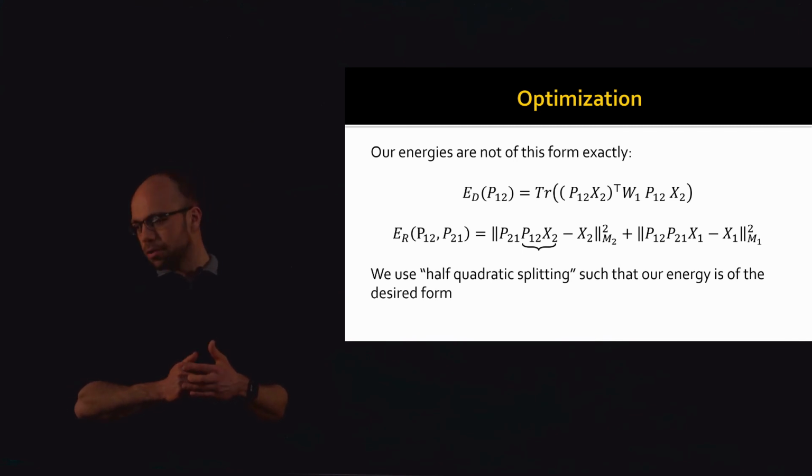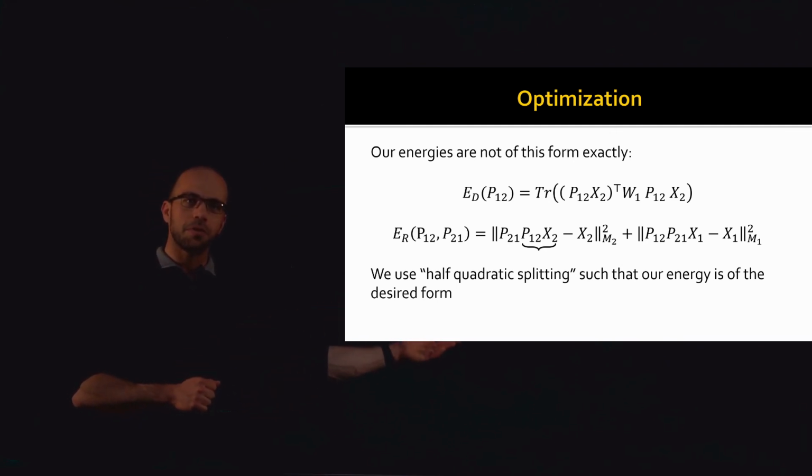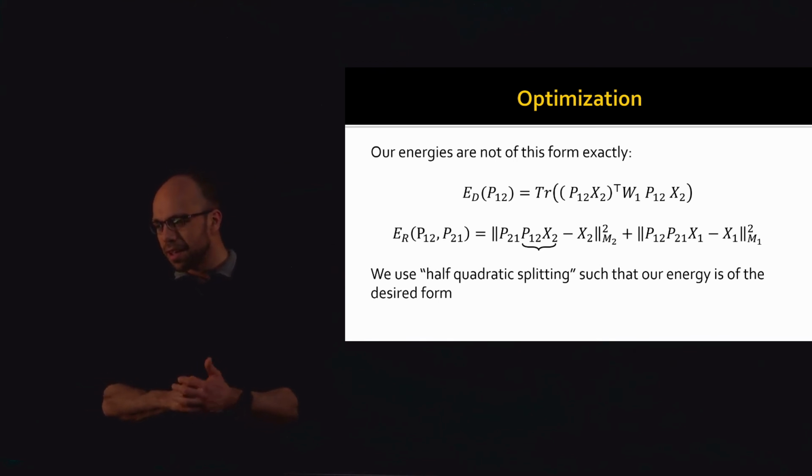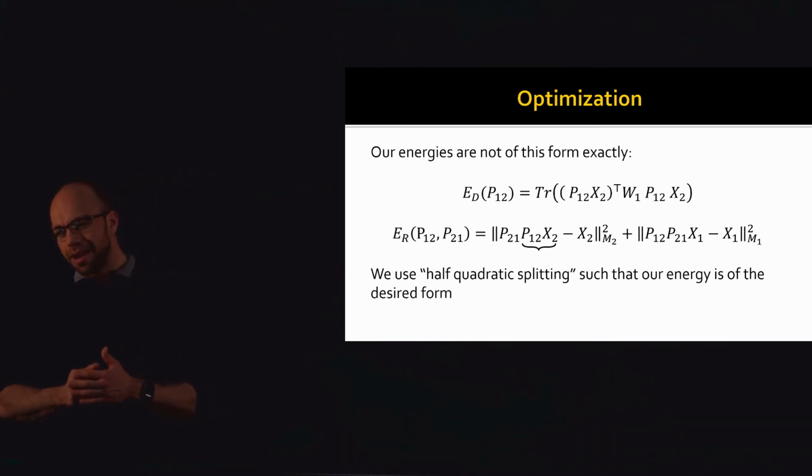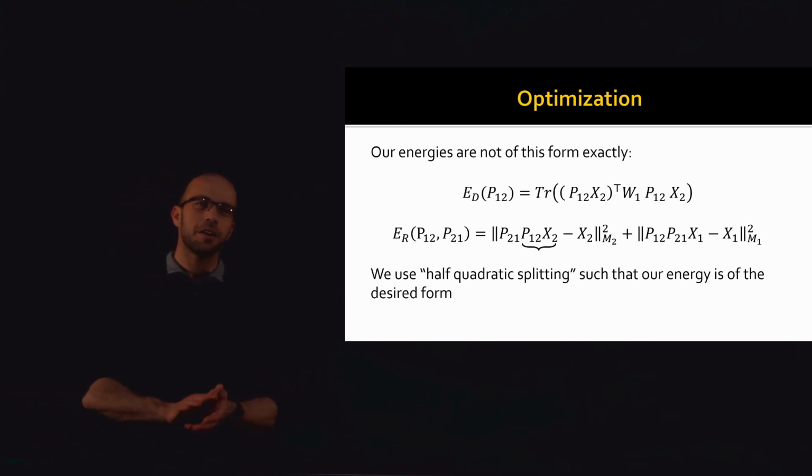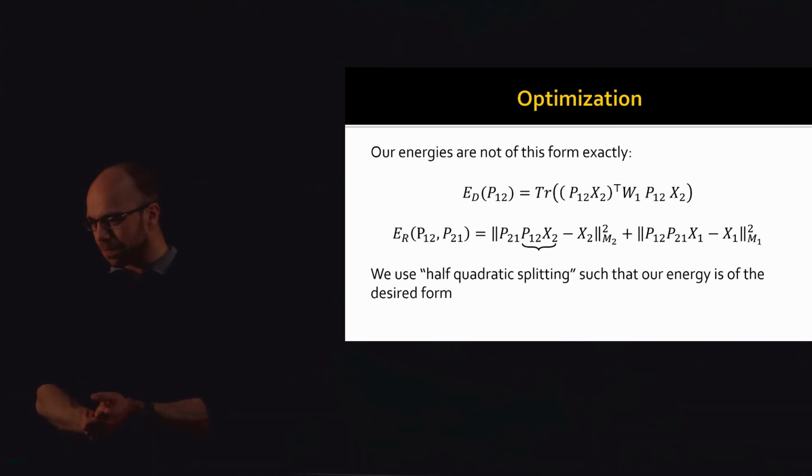So in order to fix that issue, we use a technique called half-quadratic splitting, where essentially we're going to introduce a new variable for the product P12 X2, which is bracketed here. And by doing so, now, well, what do we have? We have P21 times that new variable minus X2. So if we freeze that new variable, then our optimization problem becomes feasible.